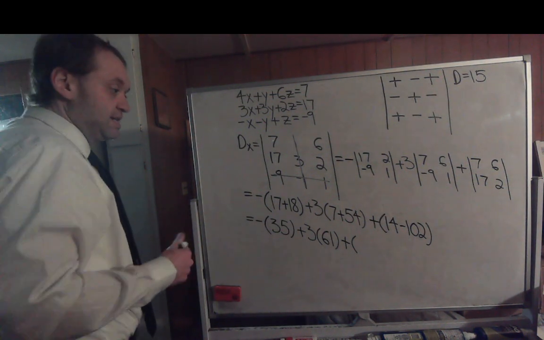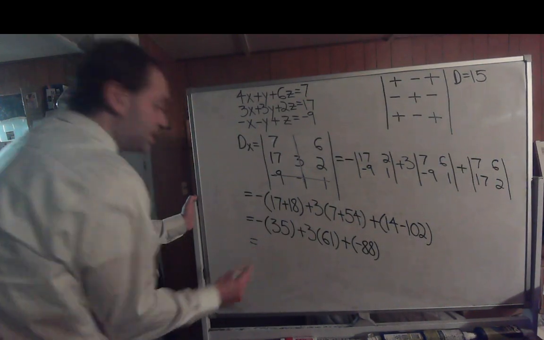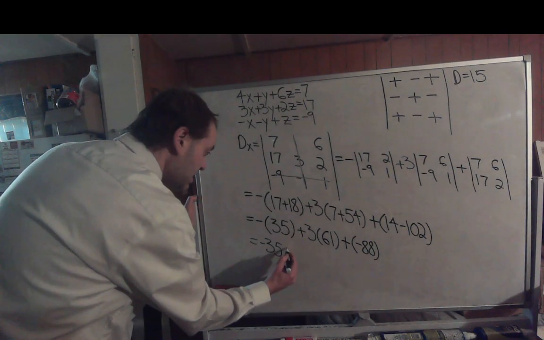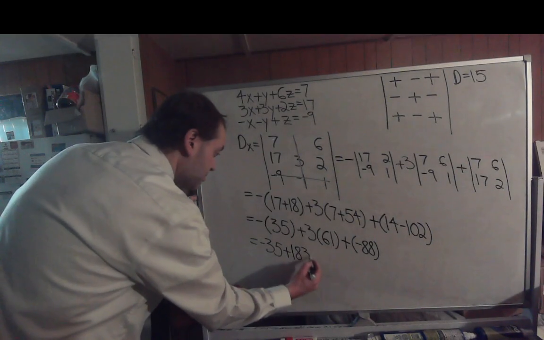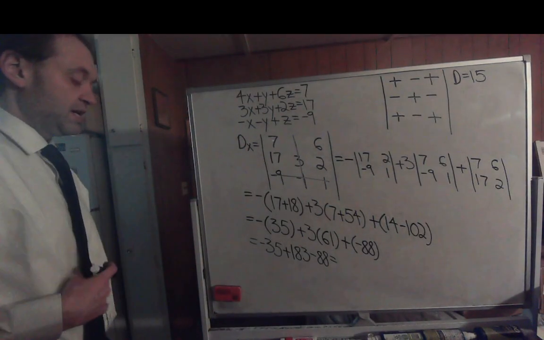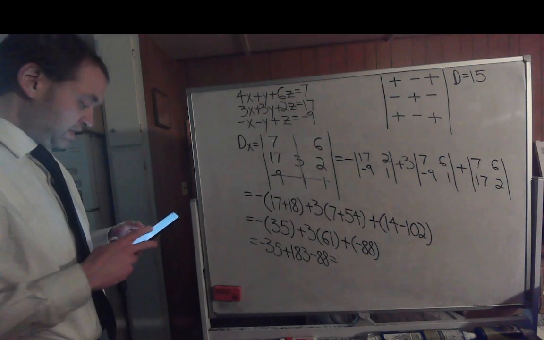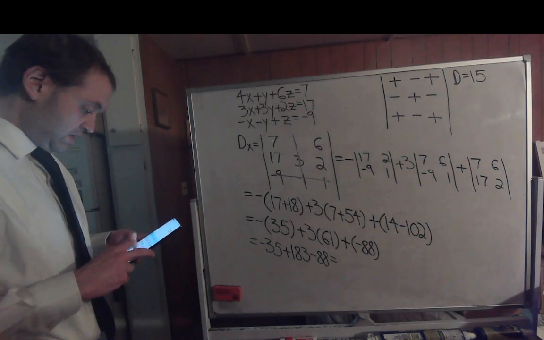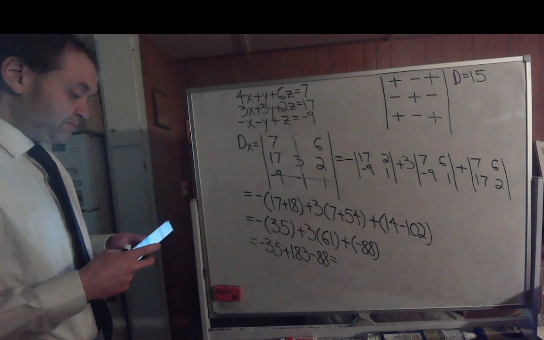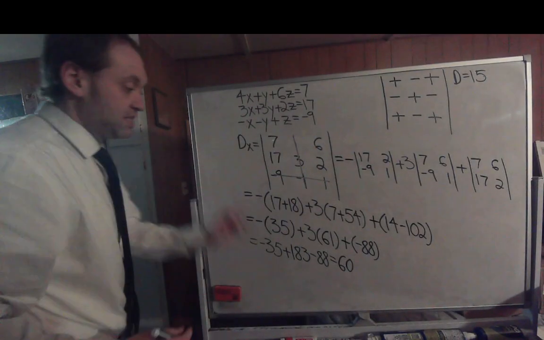Yes, minus 88, yep. Alright, then we have, so let's simplify this, you'll have negative 35 plus 183 minus 88. Let's simplify this a little bit here. Yep, that's going to be positive 60. So d sub x is positive 60.